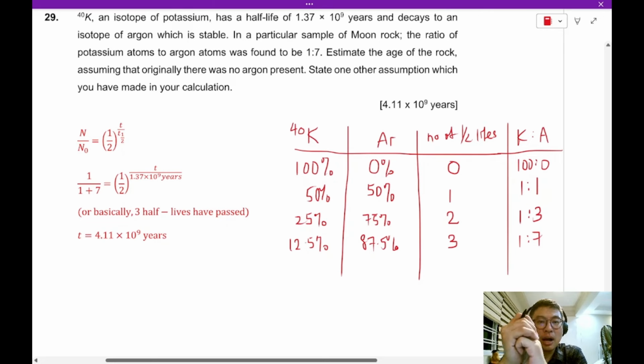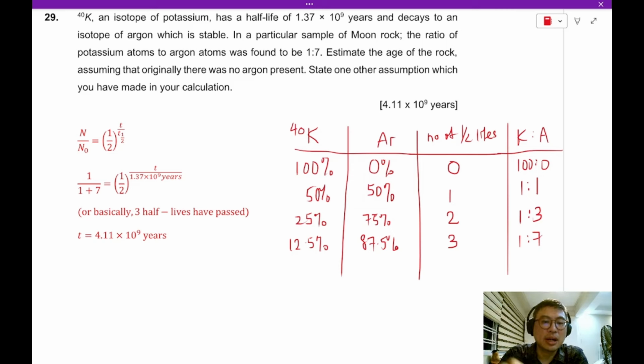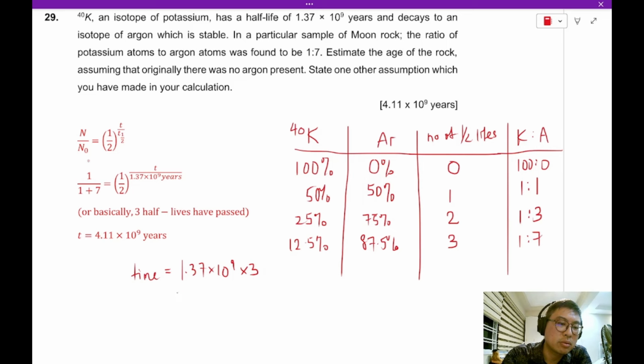So if three half-lives have passed, then the time elapsed will be 1.37 times 10 to the power of 9 years multiplied by 3, which is 4.11 times 10 to the power of 9 years.